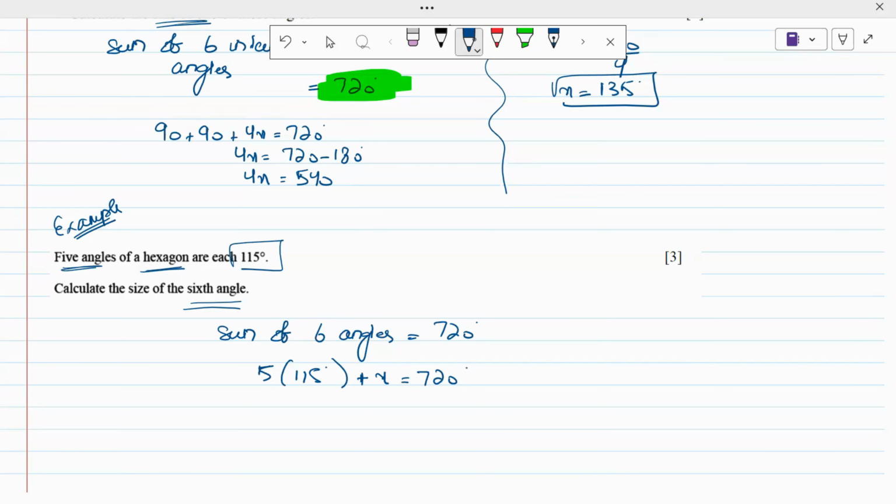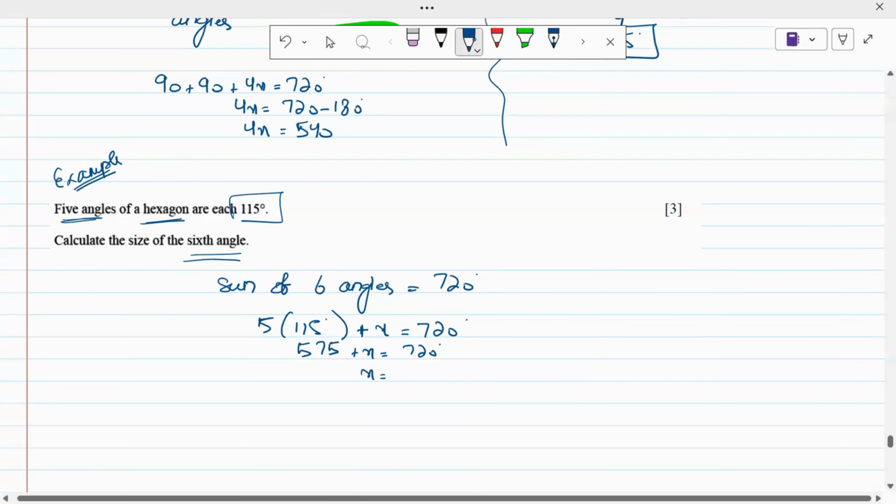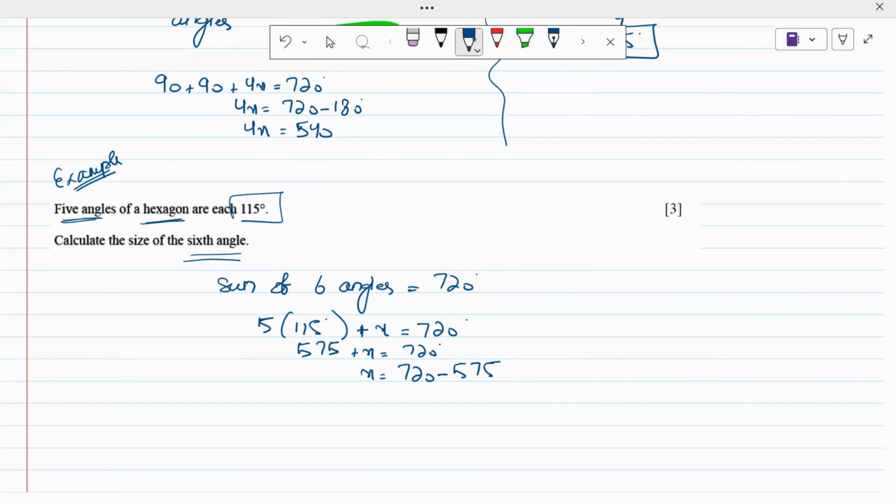So 5 into 115 is 575. So 575 plus x is equal to 720. And then x would be equal to 720 minus 575, which is 145. So the sixth angle for this hexagon is 145.